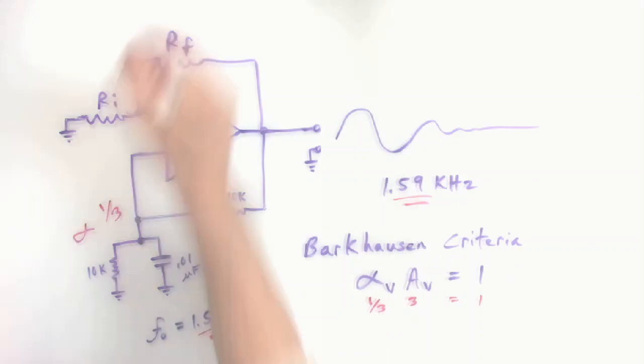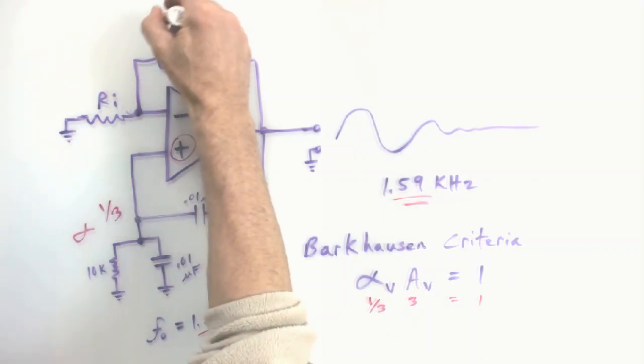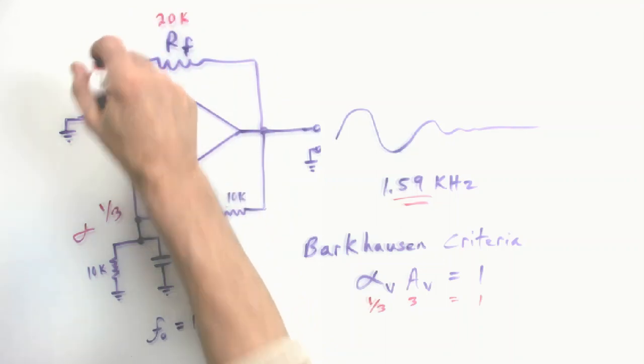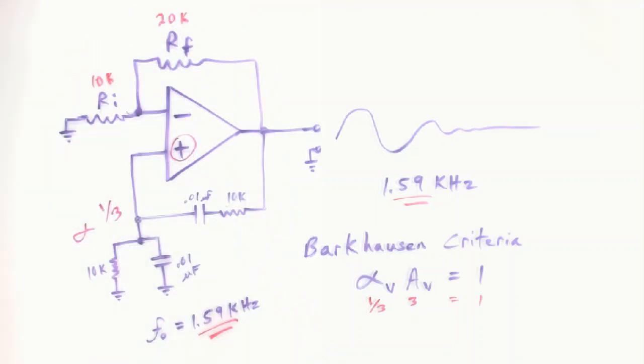So we can put something here, just for an example, 20K and 10K. And I catch myself sometimes putting 30K and 10K, and that would give me a gain of 4. And I'll show you what happens if you have too much gain. Also, the Barkhausen criteria explains this. It's a simple concept, but has his name attached, probably an early experimenter in feedback oscillators. So let's show you what happens if it is too much gain.